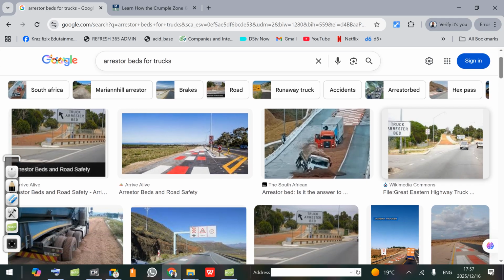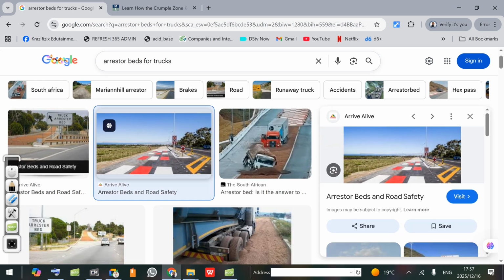All right, I'm sure on the highway, many of you are still going to travel. Probably your parents are still working. You would probably see that sign. So that's an arrestor bed, and you can see all the pictures. So Google some of this. You have AI these days.